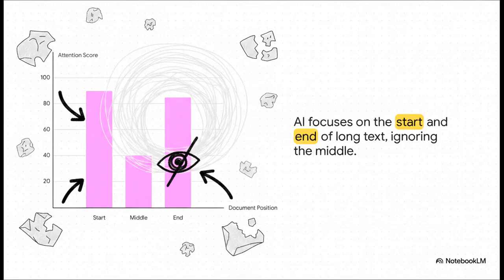And check out this chart because it shows another really bizarre limitation, the lost in the middle problem. When you feed an AI a really long document, it pays a ton of attention to the stuff at the very beginning and the very end. But the information buried deep in the middle, it's much more likely to just ignore it completely. It's a great tip. If you have a critical piece of information for the AI, always put it at the start or the end of your prompt.